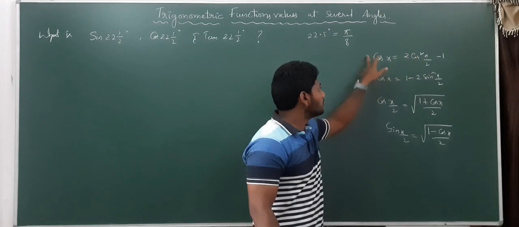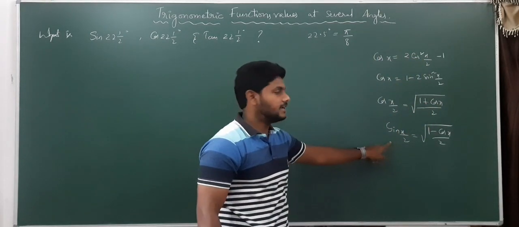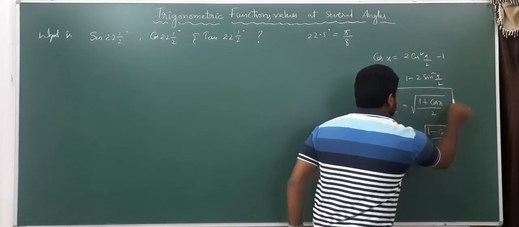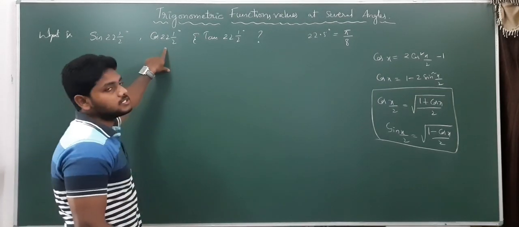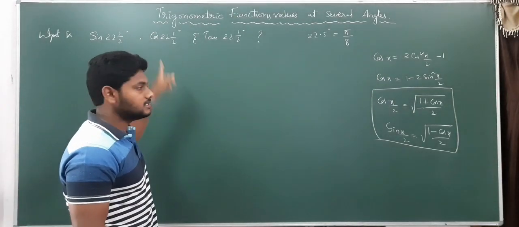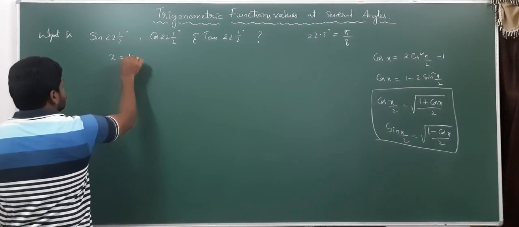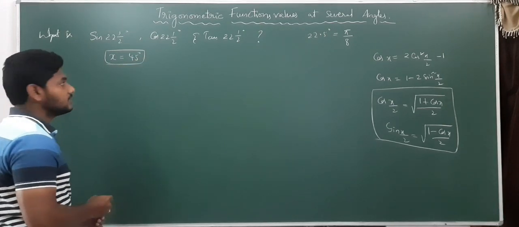So square will become root. Nothing but square root of (1 plus cos x)/2 is cos x/2 value. Sin x/2 is square root of (1 minus cos x)/2. See, by using these two formulas, we are going to find sin 22.5 degrees and also cos 22.5 degrees. See how? For example, let x be equal to 45 degrees.